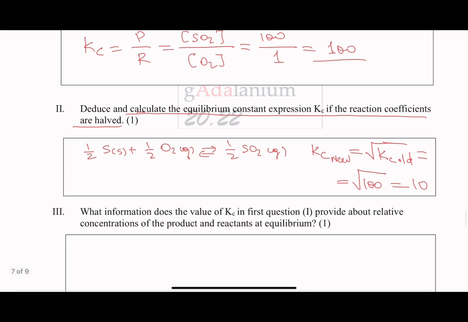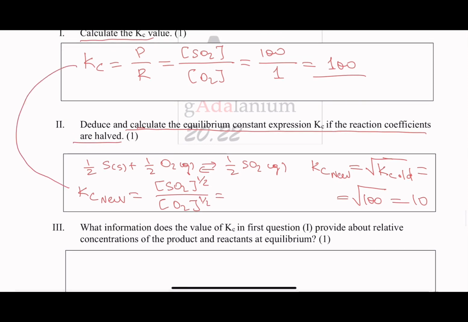Okay, because if you write the Kc expression for this new one, it will look like SO2 to the power of 1/2, and then O2 to the power of 1/2, which is basically this expression under the square root. Okay?